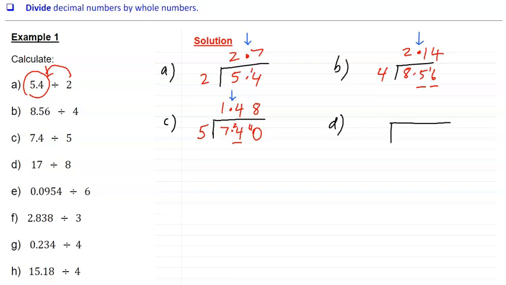Let's do part D and E together, and then I'll let you try F and G and H by yourself. Because D, 17 goes in the bus shelter, and 8 wants to fit in the bus shelter. 8 fits into 1, no, it can't. So 8 fits into 17 2 whole times. Now we need to introduce the decimal point and add a 0. So there's our remainder, and 8 fits into 10 1 whole time.